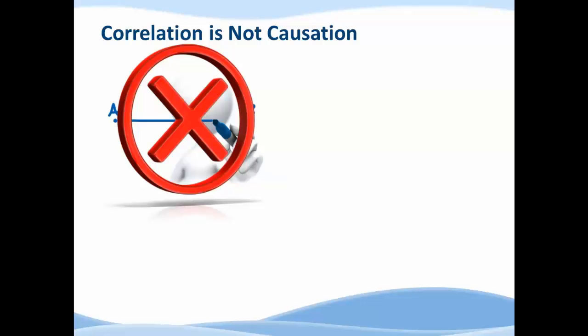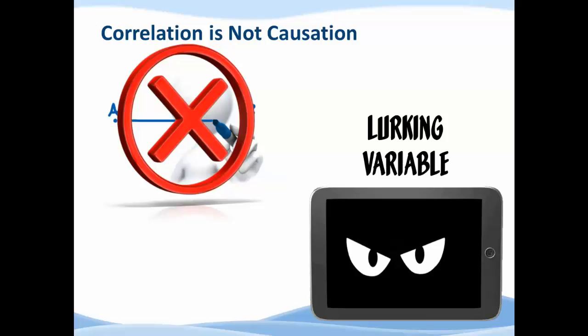Why? Because of what we call in statistics a lurking variable. This is a third variable in the background. It's not in your study, but it's impacting one or both of the factors that you're studying. Here are a couple cases of what we call spurious correlations.